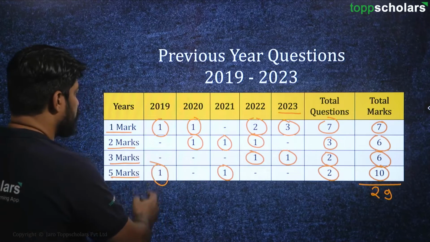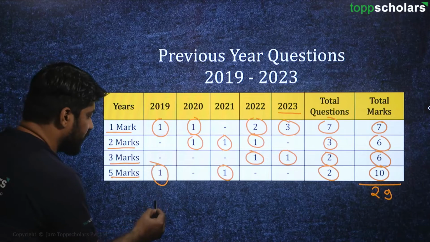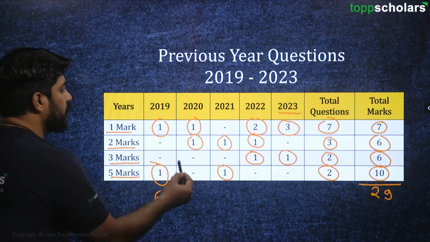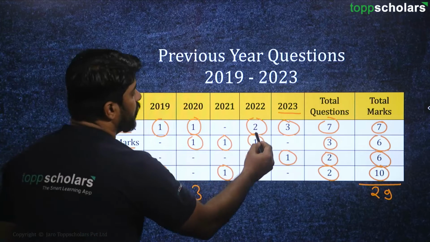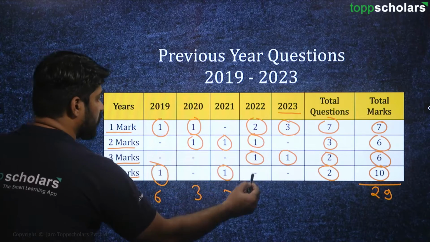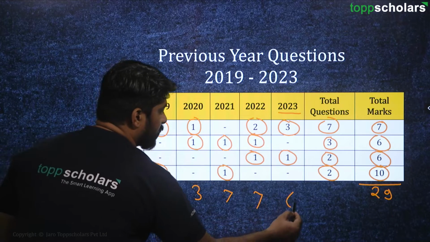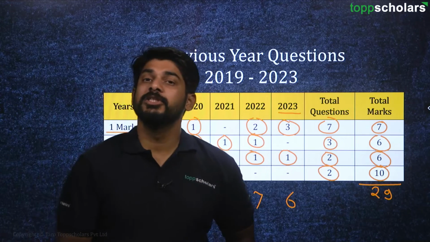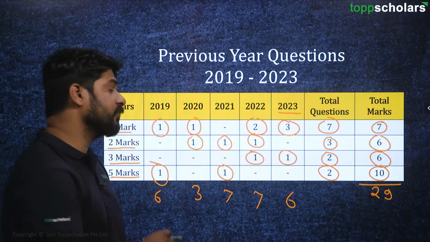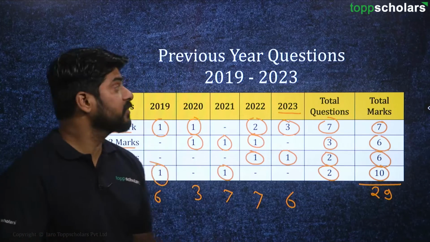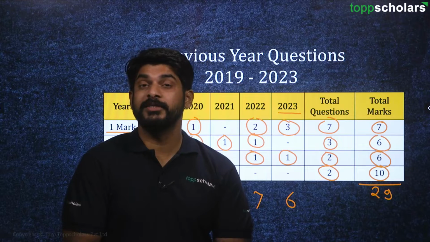You can also calculate year wise. This is 1 plus 5, so 6 marks. Then here 1 plus 2, that is 3 marks. Here 2 plus 5, that is 7 marks. Here 2 plus 2 is 4, 4 plus 3, 7 marks. And then here 3 plus 3, that is 6 marks. So on average, this chapter carries almost 6 marks every year. At least 6 marks per year, questions are asked. So that means this chapter is quite important from the board examination point of view.